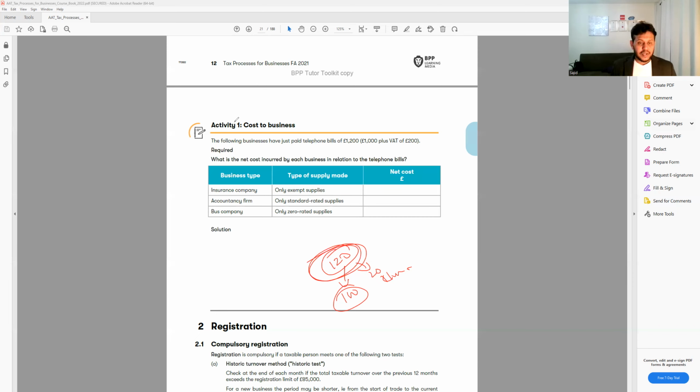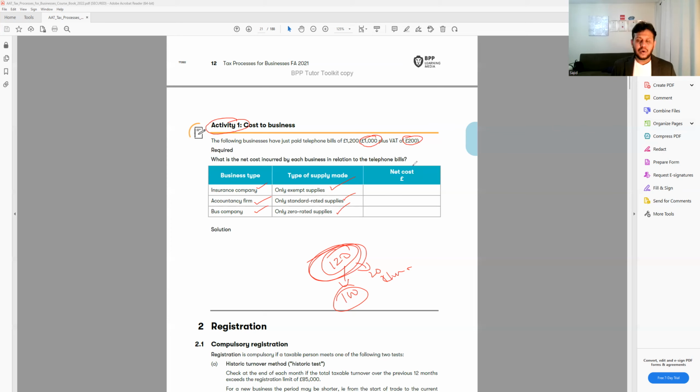All right, let's look at this one, activity 1, cost to the business. The following business have just paid a telephone bill of 1200: 1000 plus VAT of 200, so 1200. So 1000 is the net and the VAT is 200. Now let's say the same telephone bill is paid for 3 types of business: the insurance company, they are exempt supplies; the accountancy firm, they are standard rated supply; and the bus company, they are zero rated supplies.